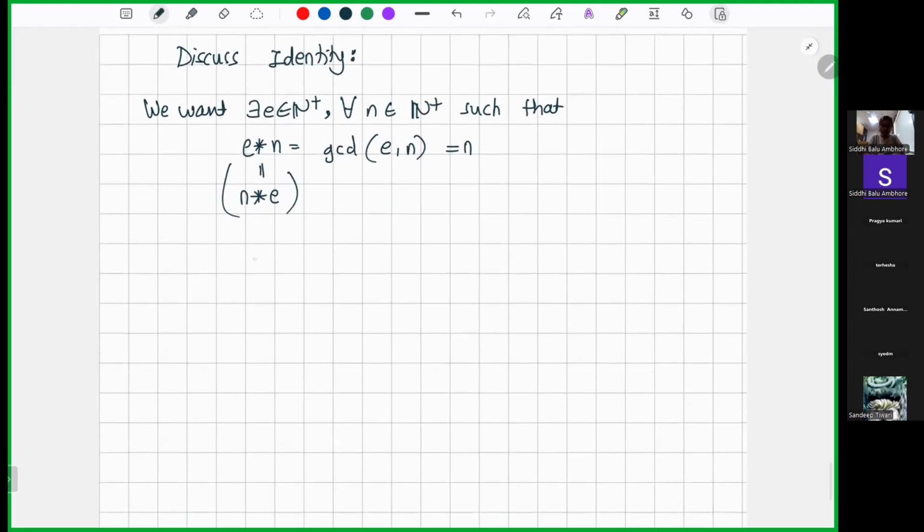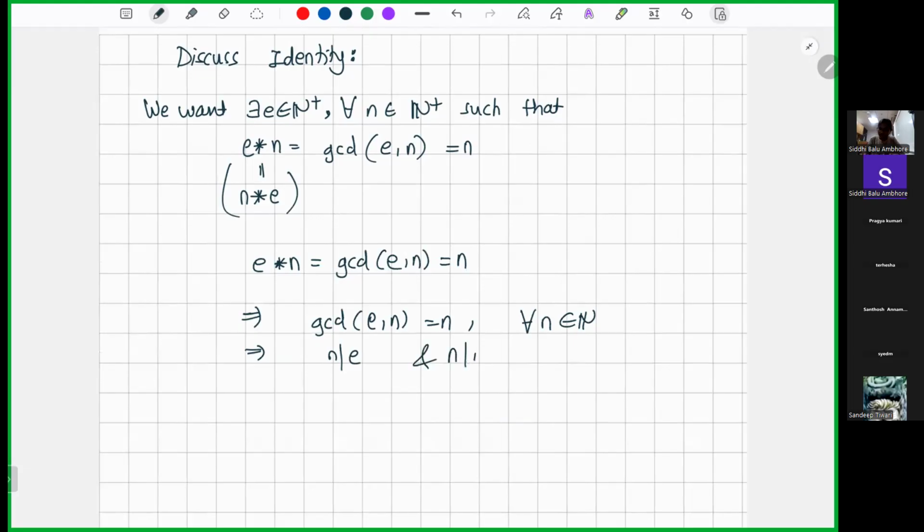But we need to find some E. So if at all such E exists, then E star n, I want this to be GCD of E comma n to be n. So this implies that GCD of E comma n is n for all n in natural numbers. This implies what? n divides E, right? And n divides n.